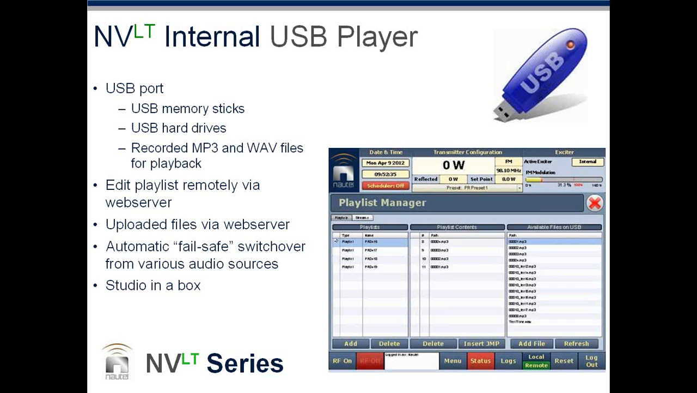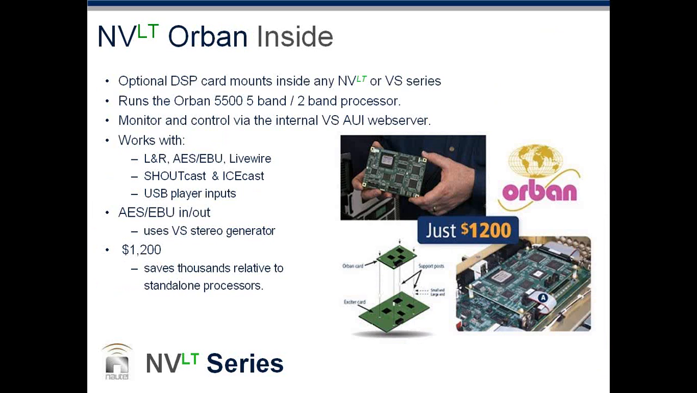Now, it's not a full automation. It doesn't have some of the features that an automation has. It doesn't segue, but it is capable of doing a playlist inside the transmitter. And these last few things explain the reason why the Orban Inside option is absolutely necessary, because there's no other place to put it.